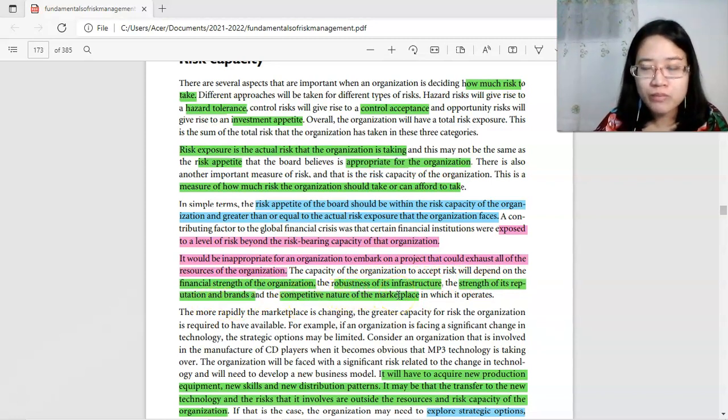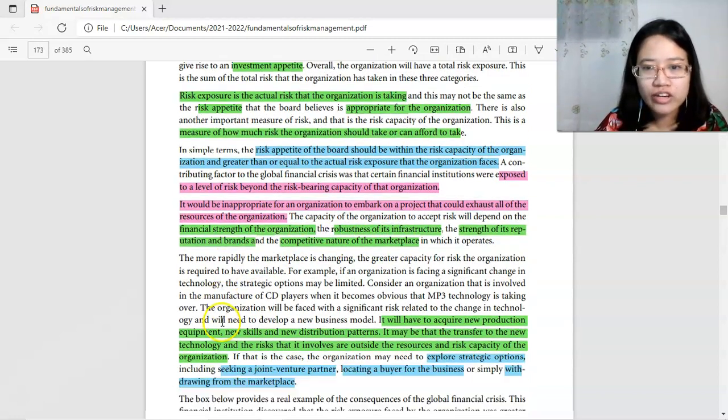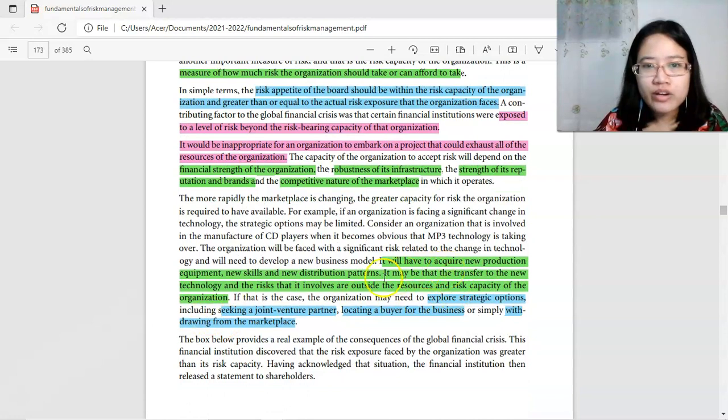So, parang yung firm scorecard pa din ang ginamit, firm risk scorecard. It will have to acquire new production equipment. Itong example na binigay niya dito, CD industry. Kasi diba before pa magkaroon ng MP3, before magkaroon ng smartphones, a way to listen to the music or to watch movies was through CDs. Pero yun nga, na-phase out na siya.